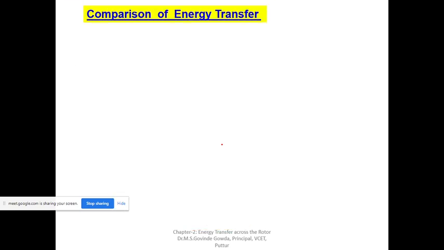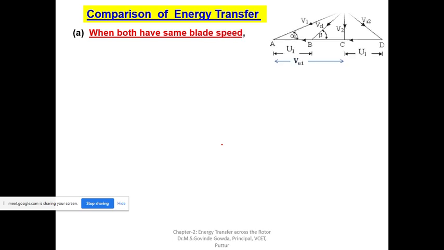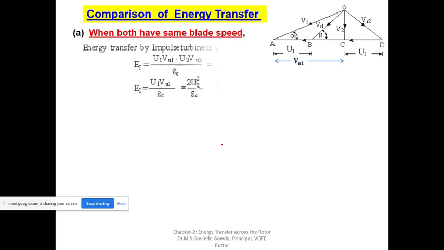Okay, fine. Now, lastly, for this module, I will finish off this module by comparison of energy transfer, when both have the same blade speed. So this is the first thing. Both means inlet and outlet; not all the turbines here. Whenever I say both, I am talking about the inlet and the outlet velocity. Energy transfer by impulse turbine is given by U1 VW1 minus U2 VW2, so 2 U1 VW1 by GC.